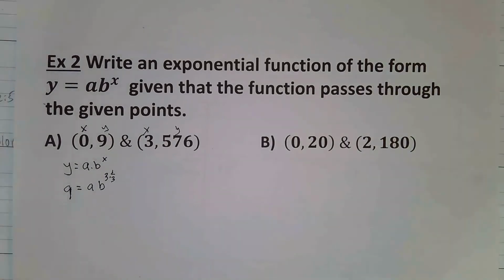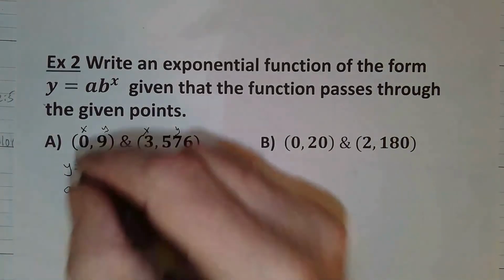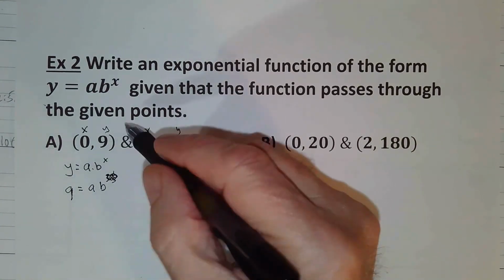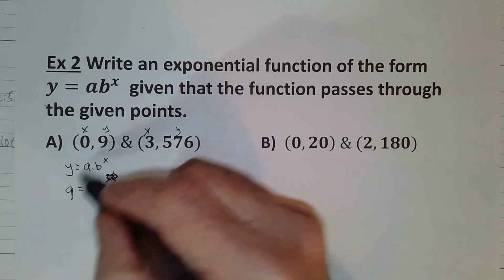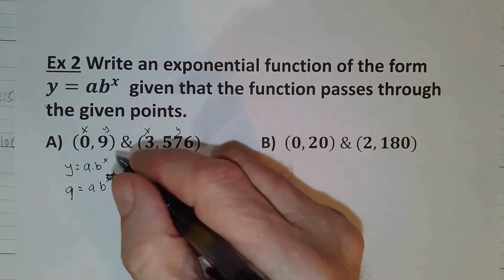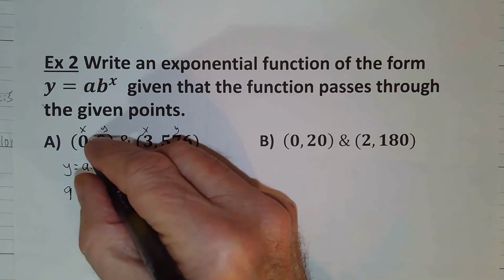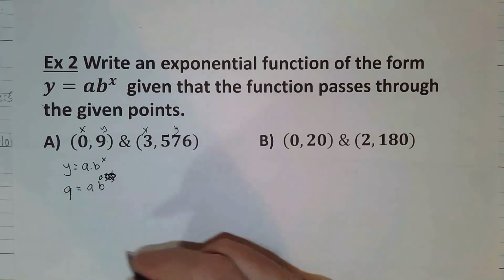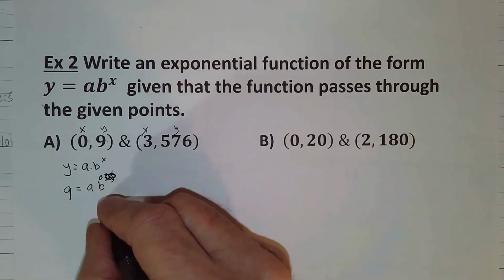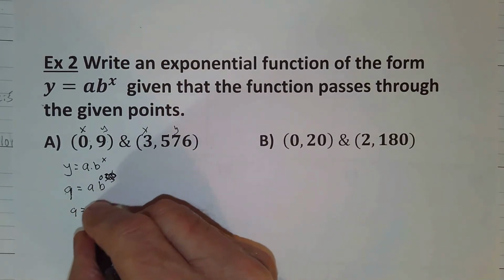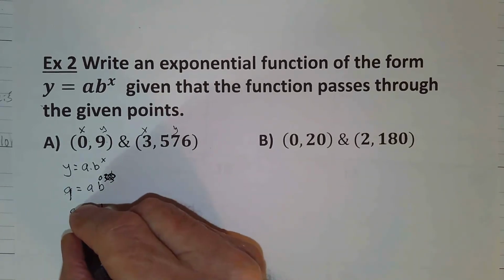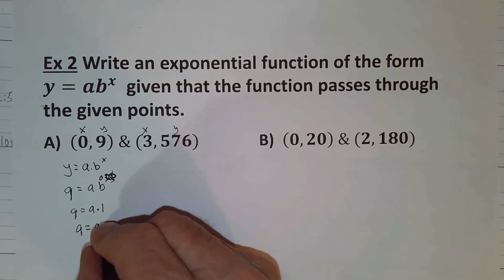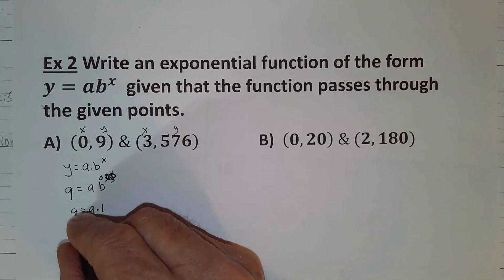So, I know what I did wrong. I'm looking at this incorrectly. I said the y was 9, so we use this one, and then this is our 0. I don't know why I was looking over here. So our x is 0. So that's b to the 0. And b to the 0, what is that? That's 1. That's really 9 equals a times 1. And a times 1 is a. So 9 equals a. That's it. So now we got that answer.